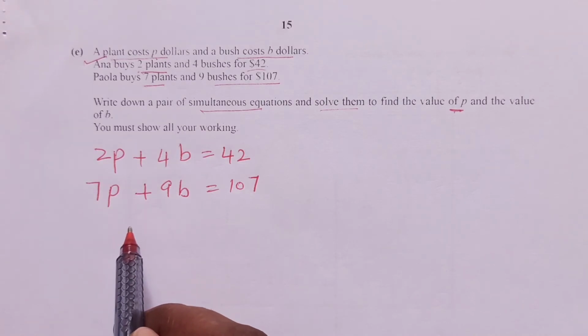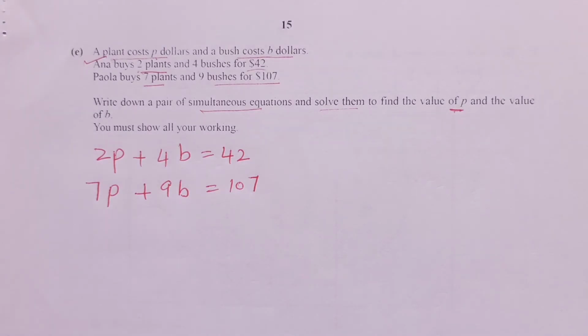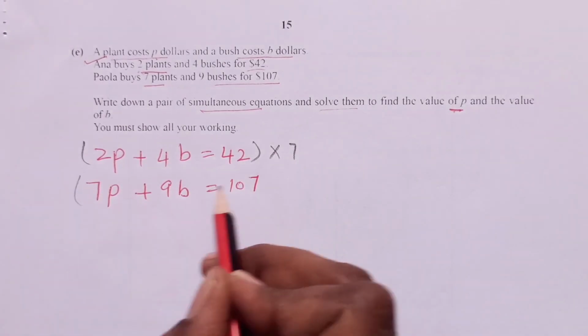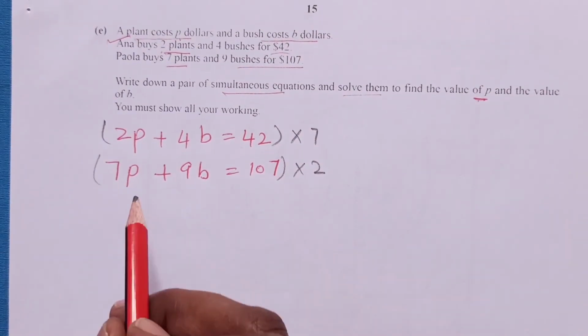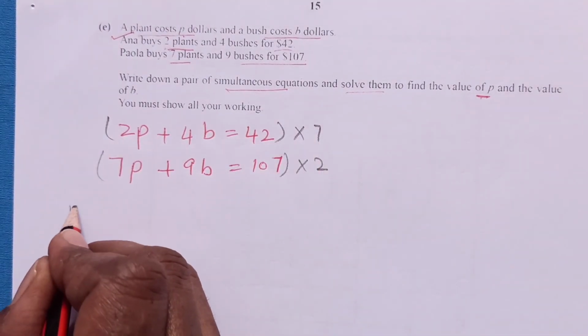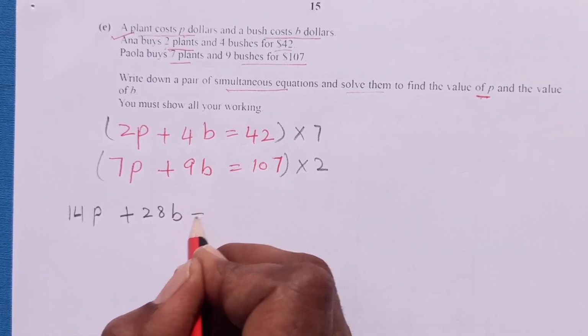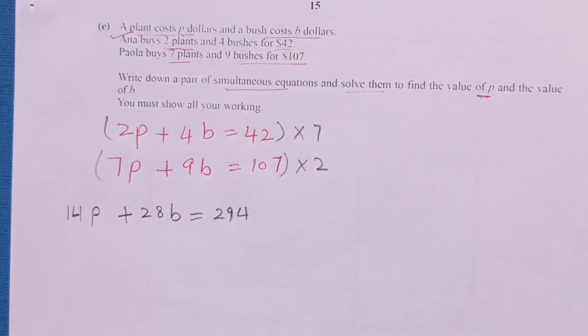To make this the same, we can multiply this equation by 7, and here we can multiply by 2. So we will get the same value of P. For this, 7 times 2 becomes 14P plus 7 times 4 is 28B equals 294. Let me just use the calculator. 42 times 7 is 294.